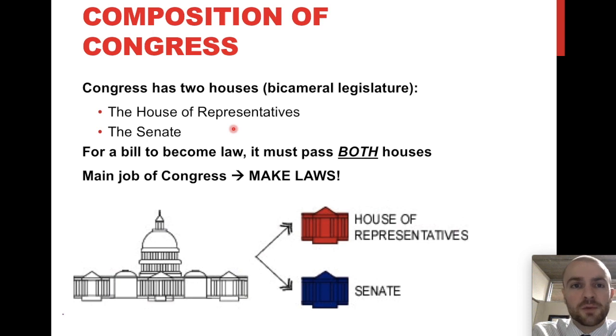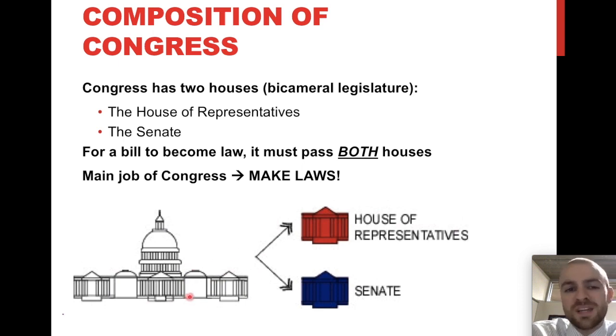So let's talk first and foremost about the composition of Congress, the makeup of Congress. What does Congress actually look like? Well, Congress is what's known as a bicameral legislature. Bi meaning two. Think bicycle, two wheels. Whenever you see bi, it means two. Cameral meaning chamber, so two chamber legislature. And we have our Congress, which is our national legislature, and then you have the House of Representatives as one chamber. You have the Senate as the other chamber.